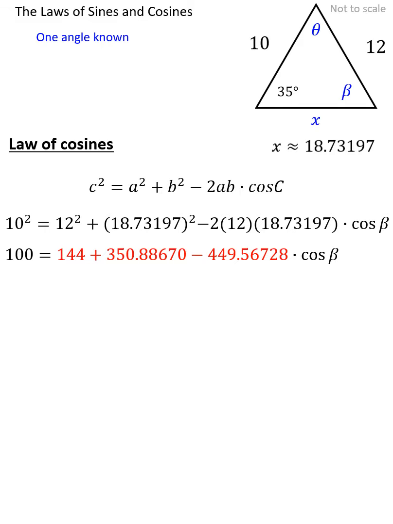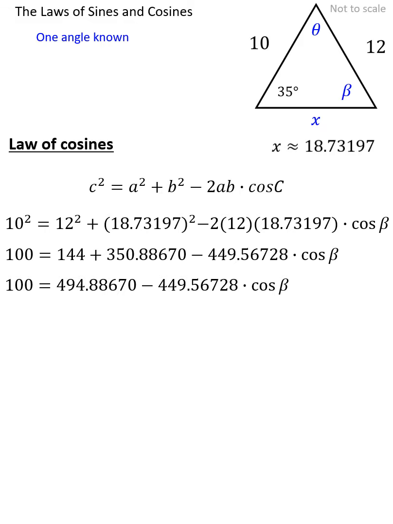The problem is it doesn't follow PEMDAS. Notice there's a multiplication sign here. Therefore, I can't do all that addition and subtraction before multiplication. But what I can do, at least, is combine the 144 and the 350.8, because those terms are like terms in this expression. So those two are combinable, and that gives me the 494-ish that you see there. But I cannot do 494 minus 449 because of the cosine beta and its presence in that last term.